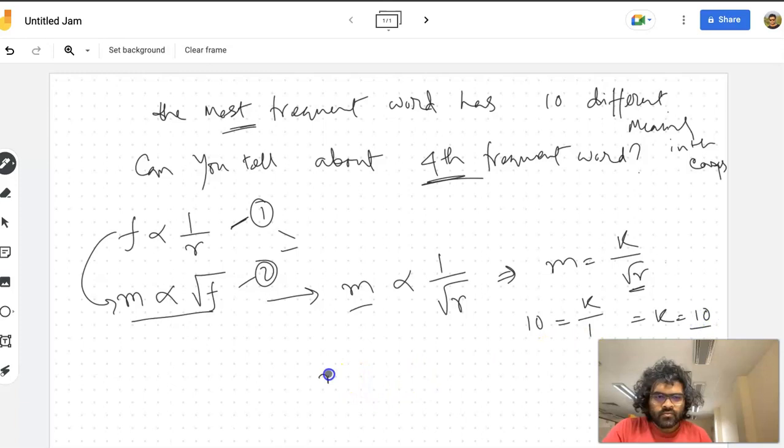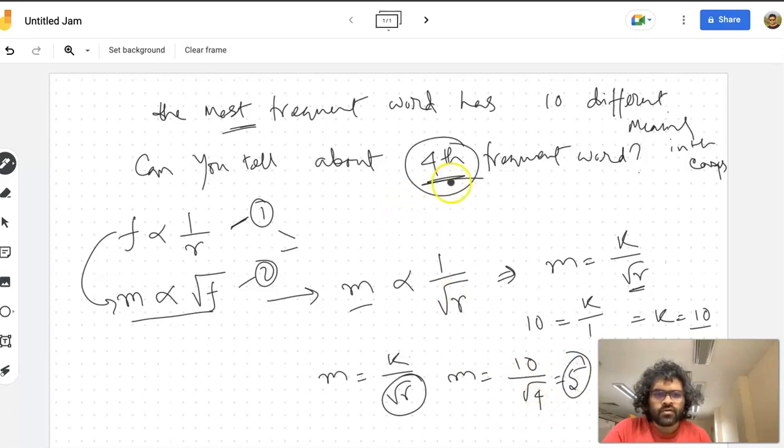Now from this rule, we don't know M, but we know k equals 10, and this is the fourth rank word, so rank is 4, root of 4 is 2, so M is 5. So the fourth frequent word may have, we are not sure about that, but according to the formula it should have approximately 5 different meanings.